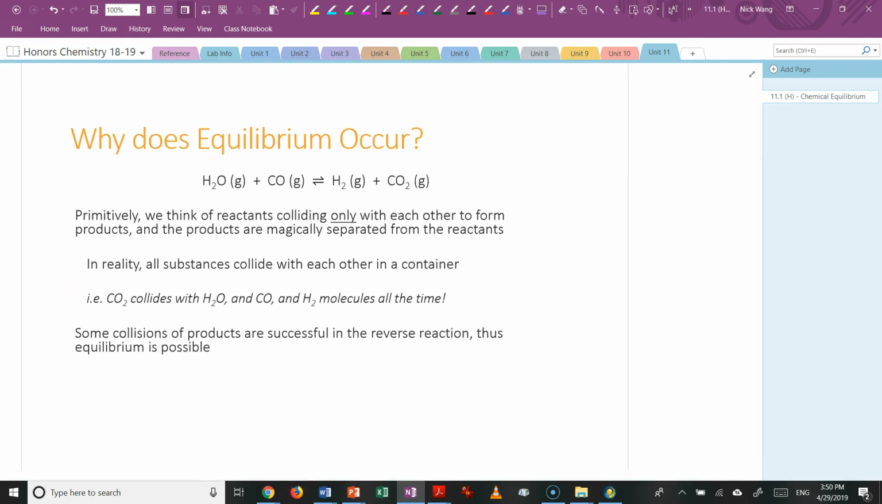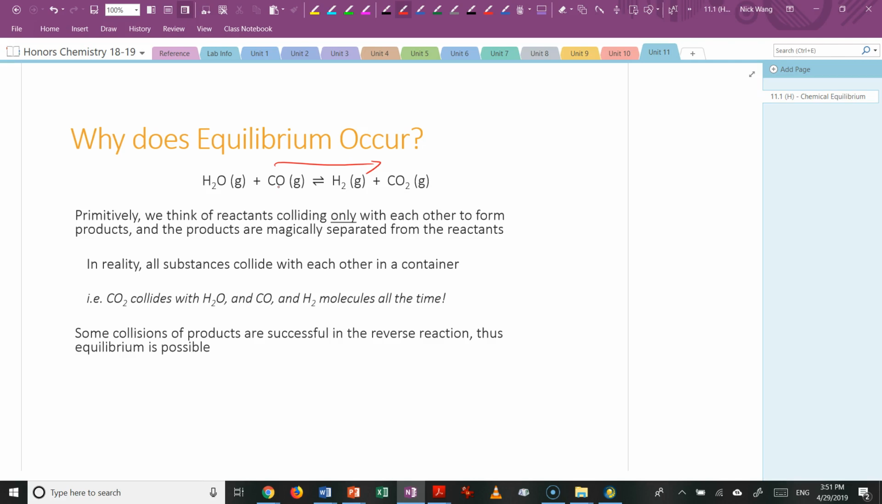So why, again, does it occur? Well, you have to remember, in our most primitive sense of what we learned so far, a lot of times we just tend to think of reactions always going that way. So when these two bump into each other, it separates or makes new products, and somehow it's like the reactants and products are almost sequestered away from each other.